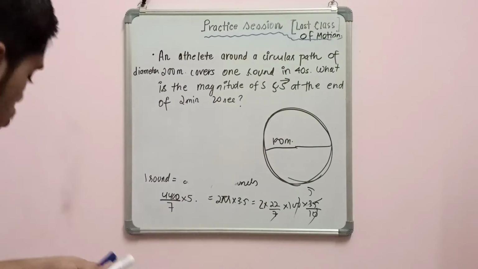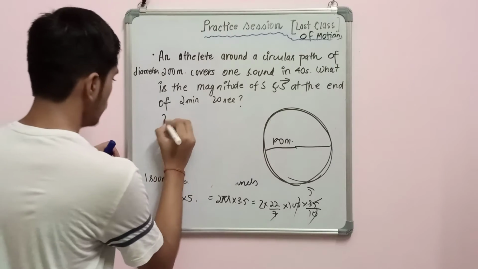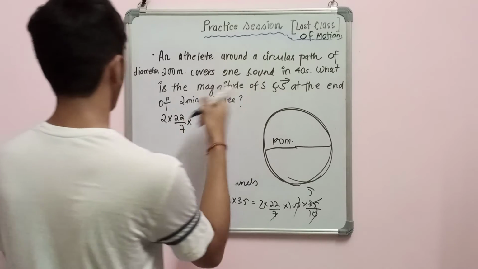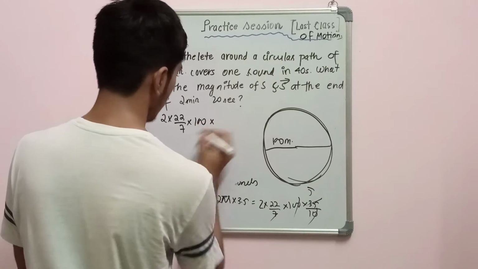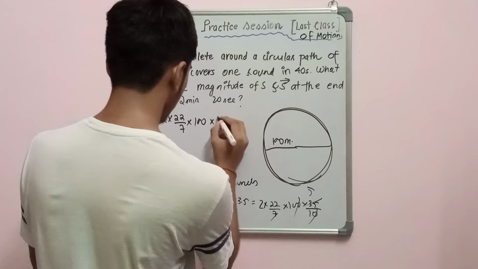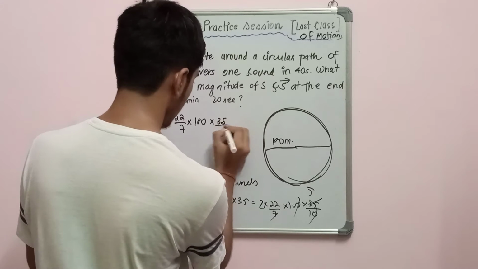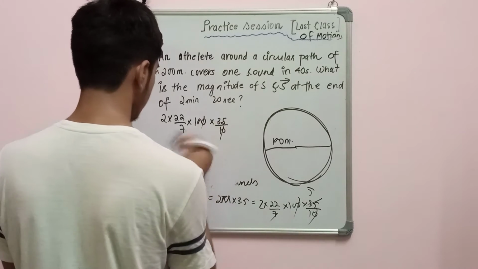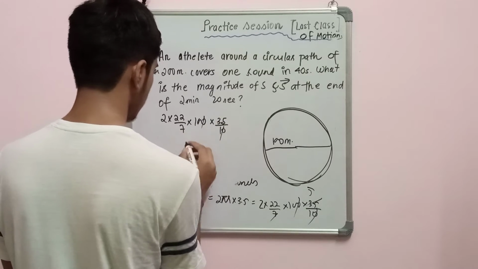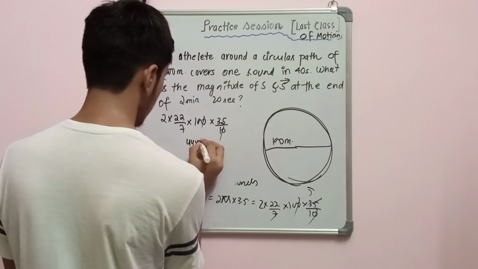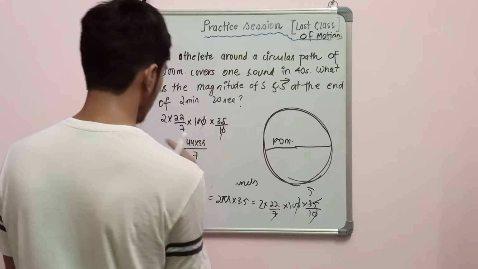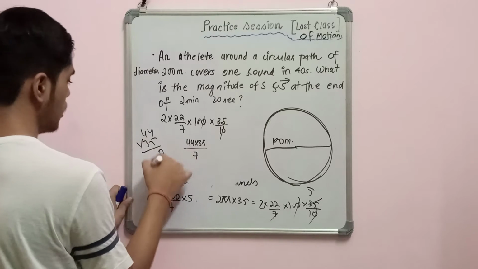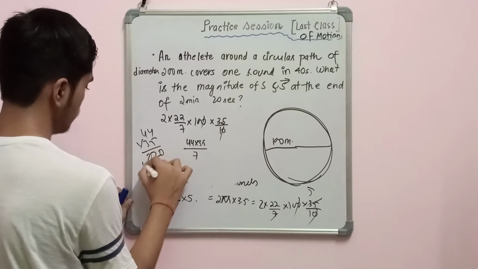Okay, I don't want the calculation to be wrong. So 2 into 22 upon 7 into r, where r is 100 meter into 3.5, is 35 upon 10. So this is equal to, cancel this one, and this is 44 into 35 upon 7.